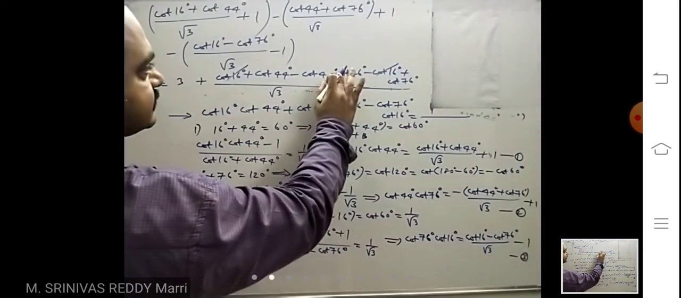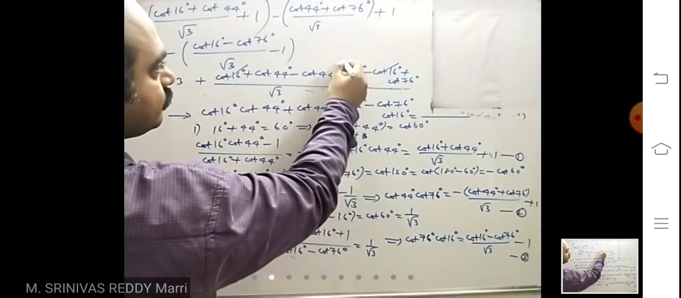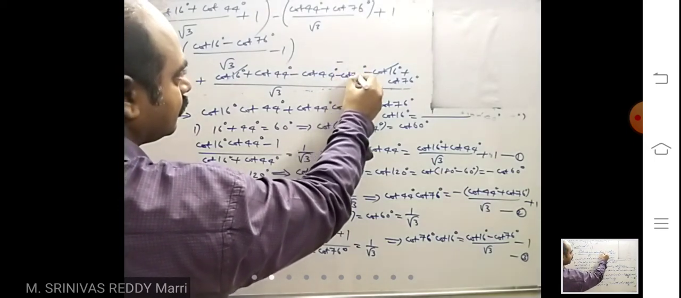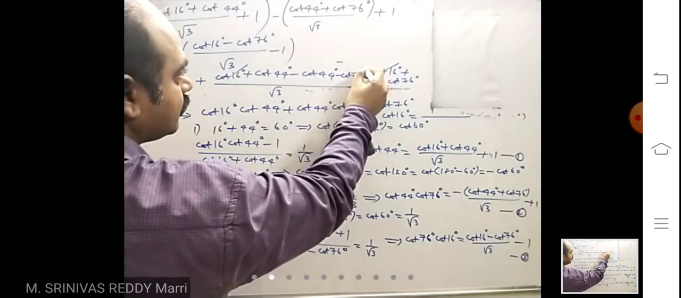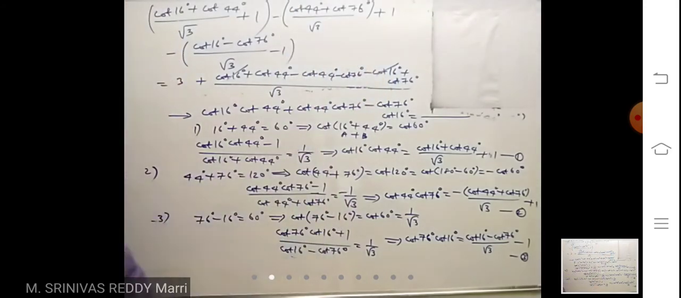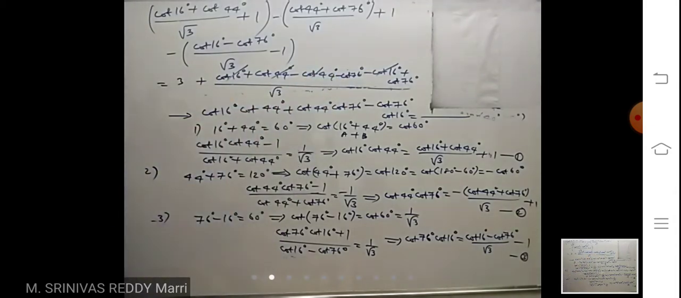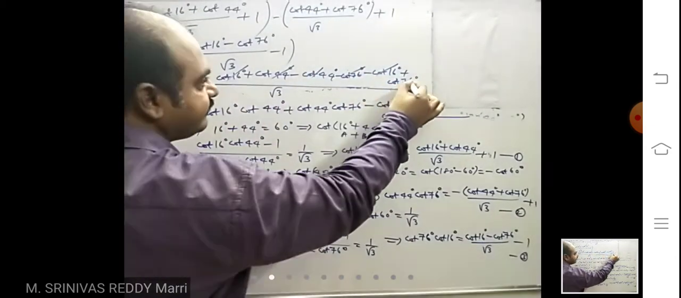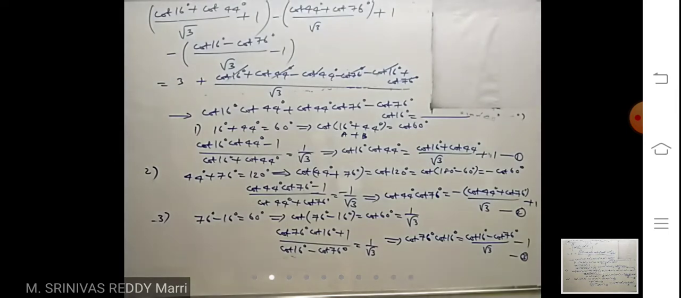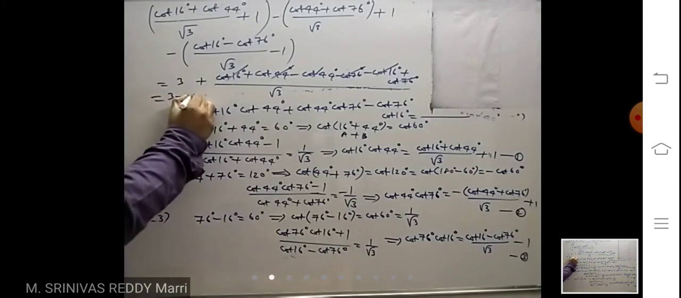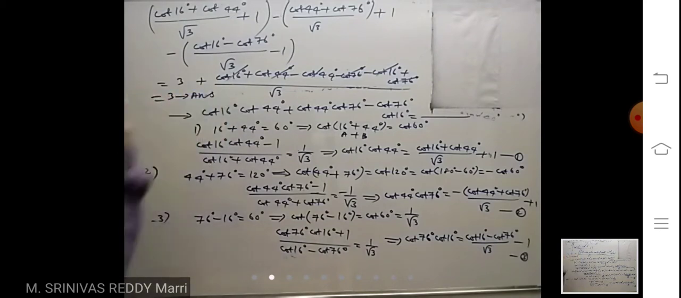Cot 44 will get cancelled, minus cot 76 plus cot 76. So this completely will become 0. So the answer is what? 3. The answer is 3. This is the answer.